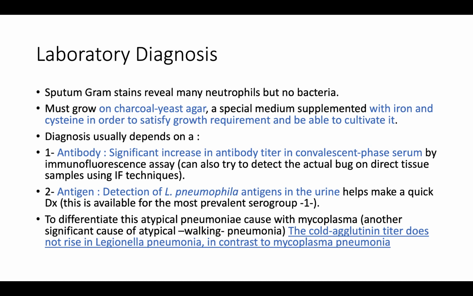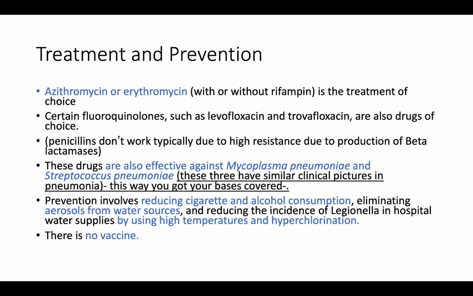If you have a patient with atypical pneumonia, walking pneumonia, and you want to differentiate from Mycoplasma, the cold agglutinin titer does not rise in Legionella, but cold agglutinins are present with Mycoplasma. So this is very important. It comes up a lot in board exams. Cold agglutinin titer is high in Mycoplasma but not in Legionella. Mycoplasma has the I antigen, so it has cold agglutinins. Legionella does not, so it does not have cold agglutinins.